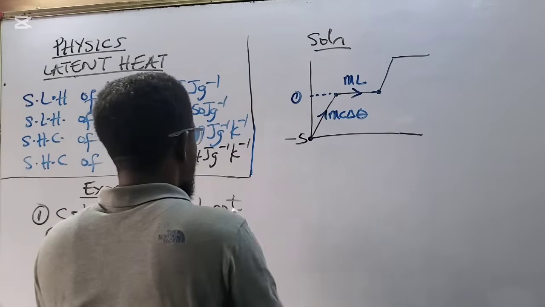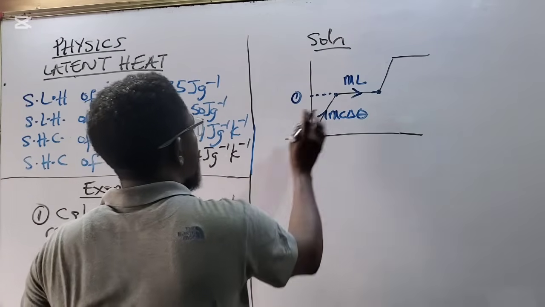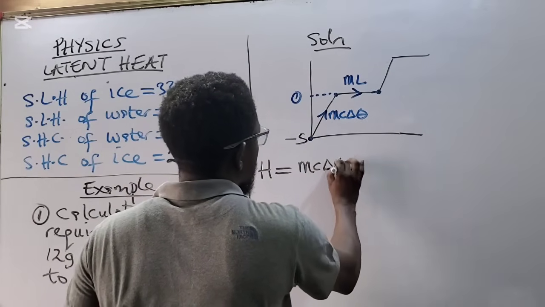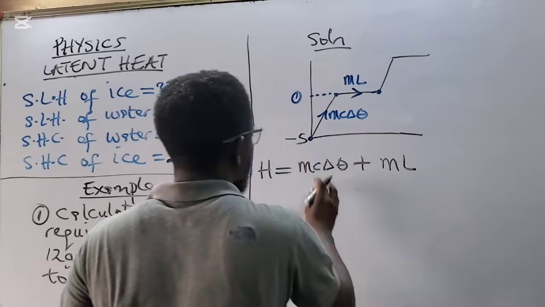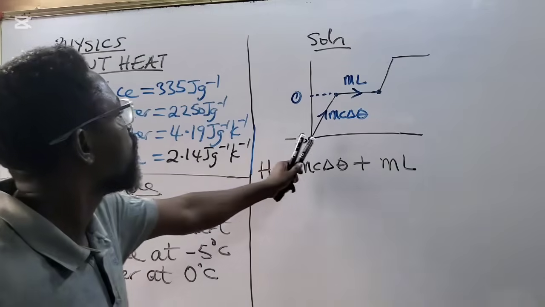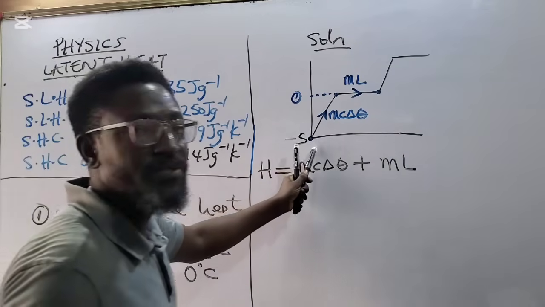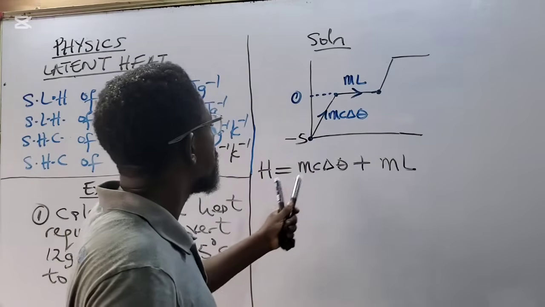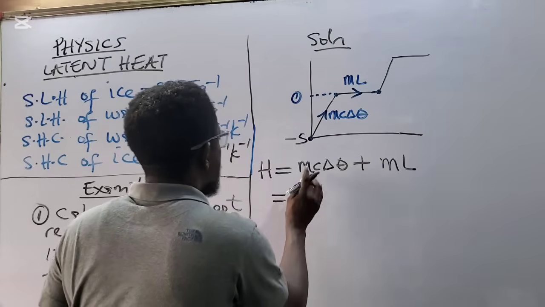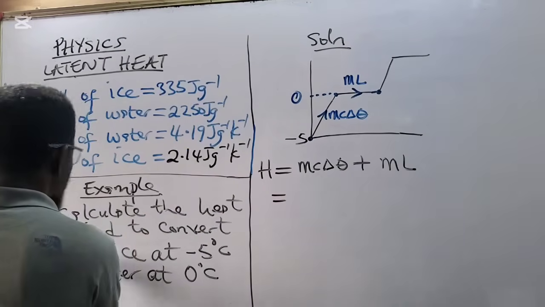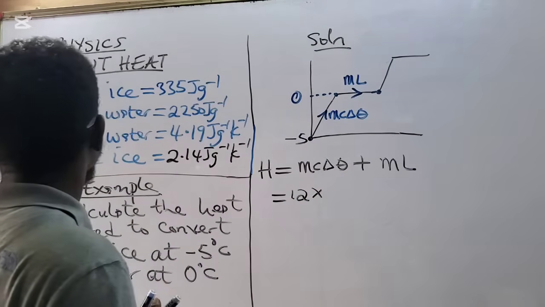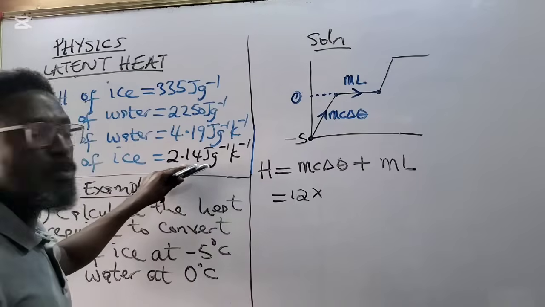So let's substitute now. The heat required, that's the total heat required, will be mc change in theta plus mL. Since we're talking about ice here, from here to here ice increases from minus 5 to 0, so I'm going to make use of the specific heat capacity of ice. The mass of ice given is 12 grams. So I have 12 times the specific heat capacity of ice, that is 2.14.